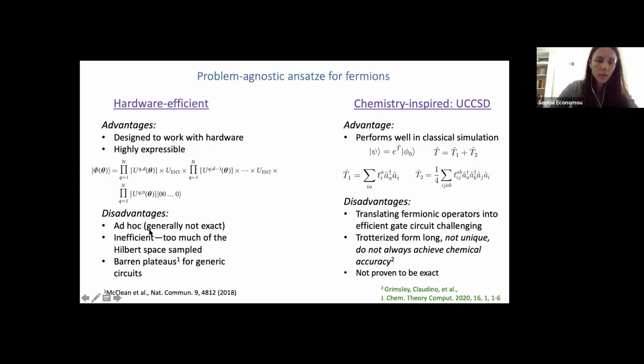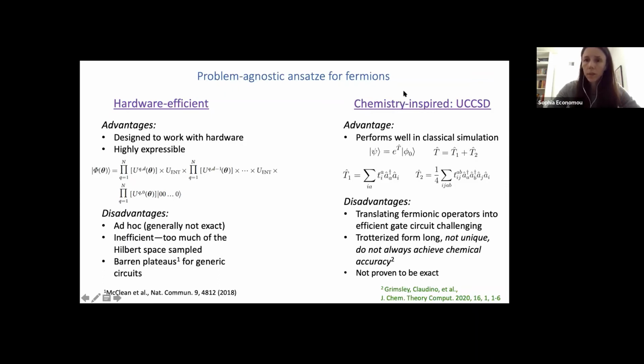And here the advantage, of course, is that these are native gates in the processor. The disadvantage is that this is an ad hoc ansatz, nothing guarantees to you that the solution will live in there. And in your quest to actually find the solution, you might be trying to do it in an inefficient way, meaning sampling or spanning too much of the Hilbert space. And then, as I mentioned before, there's this issue of barren plateaus, which seems to be more prominent for exactly these types of circuits that are very random.